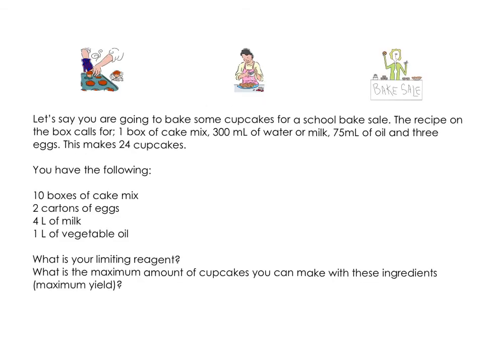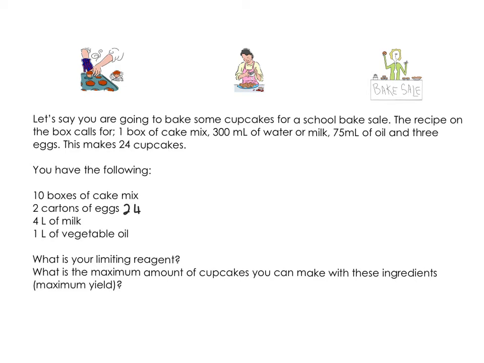Okay, so let's say you're going to have a bake sale. You're going to bake some cupcakes. The recipe on the box calls for the box of cake mix, 300 milliliters of water or milk, 75 milliliters of oil, and 3 eggs. This will make 24 cupcakes. So you have the following: 10 boxes of cake mix, 2 cartons of eggs, so that's 24 eggs, 4 liters of milk, 1 liter of vegetable oil.